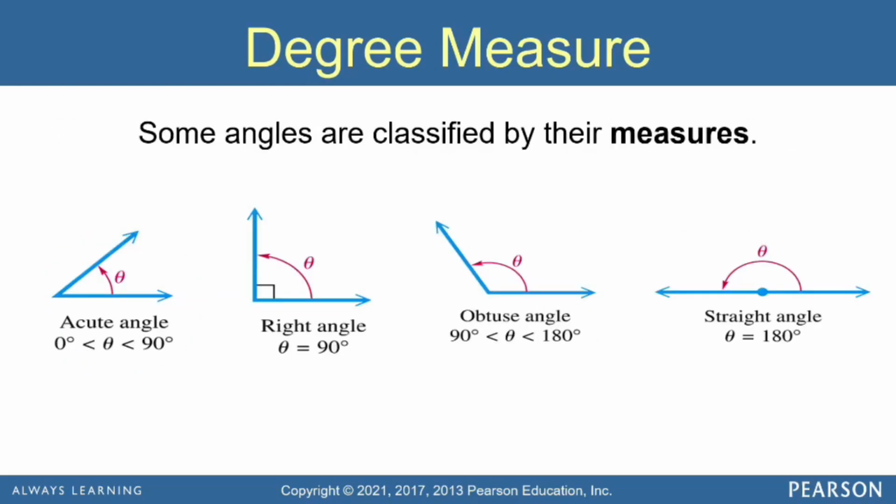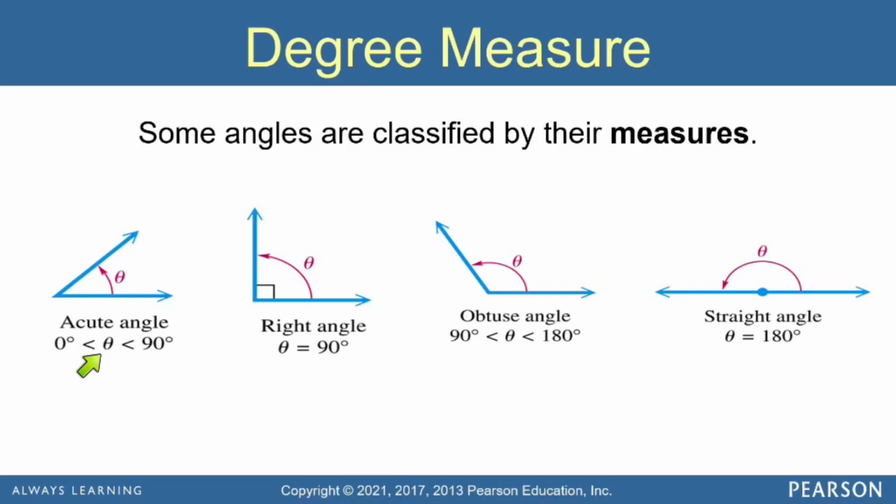Now, as you probably already know, some angles are classified by their measures. An acute angle is an angle whose measurement is between 0 and 90 degrees. And I want you to pay attention to this symbol right here. This is the Greek letter theta. This is lowercase theta. And this is the typical symbol that we use to represent an unknown angle in trigonometry.